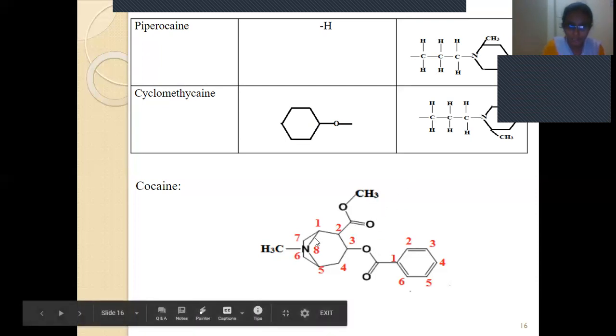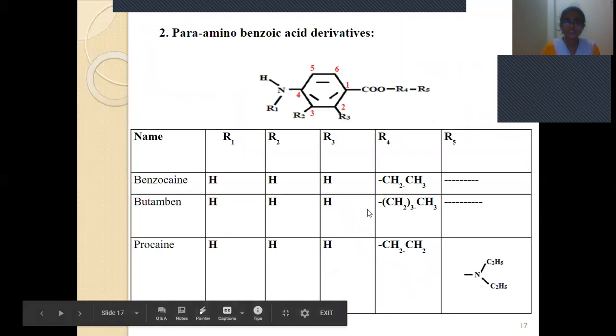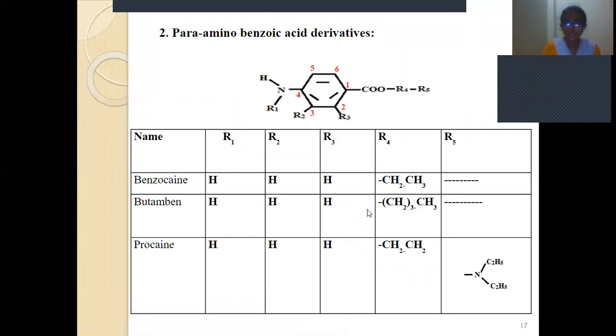See here octane. For the octane in the 8th position nitrogen and methyl group is there, in the 3rd position carboxylate, and here phenyl. In the 2nd position carboxylate is attached. The next one is para amino benzoic acid derivatives. So this is the benzoate structure.